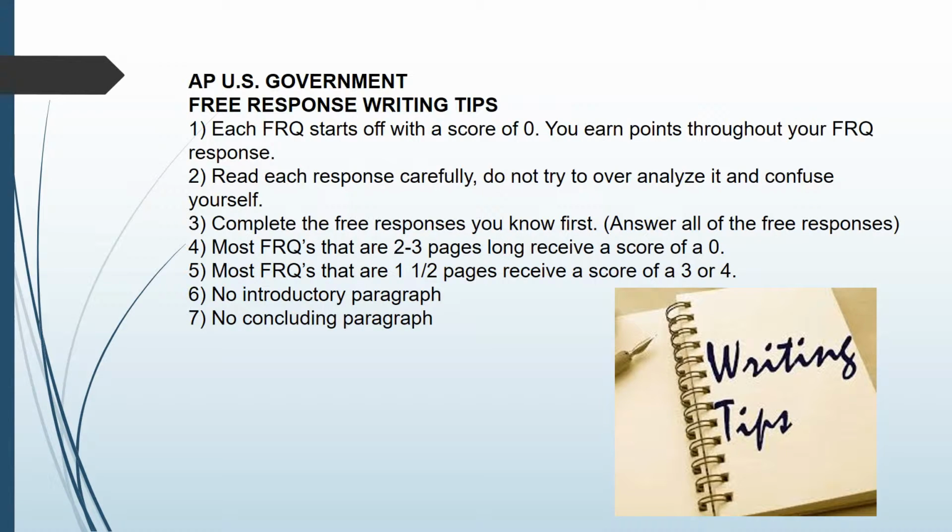Overwriting isn't a good thing in AP US Government because the free response questions that are 2 to 3 pages long normally score about a 0. Your aim should be about 1.5, 1 3/4 pages. Those are the ones that score the highest. Remember, you don't need an introductory paragraph nor a conclusion paragraph. It's very important that you not overwrite and that you understand what you're doing and that you do it completely.